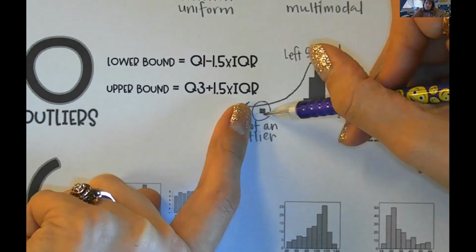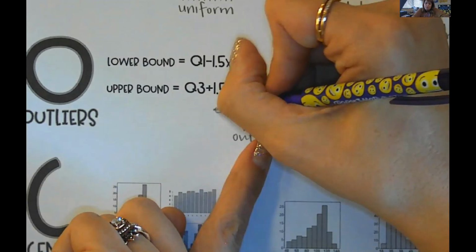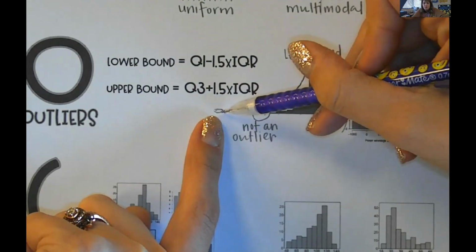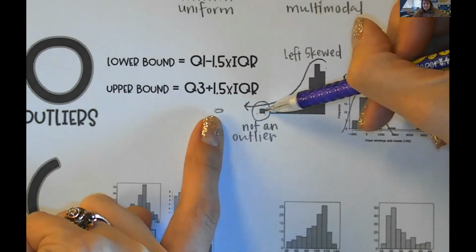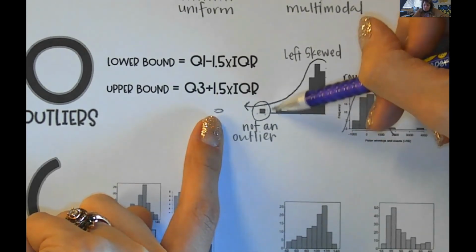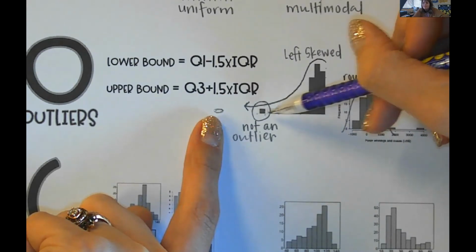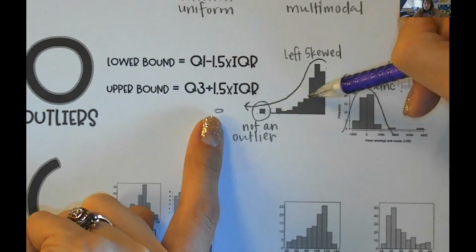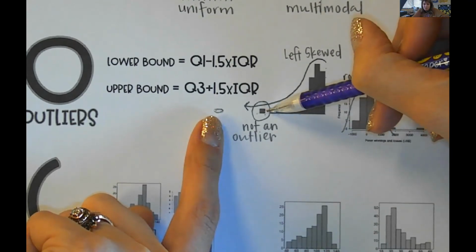For one of these to be an outlier, it would need to be much farther away from the next data point. So even though there's a gap right here, it's still pretty close to the data values in the tail, so we would not consider this an outlier.